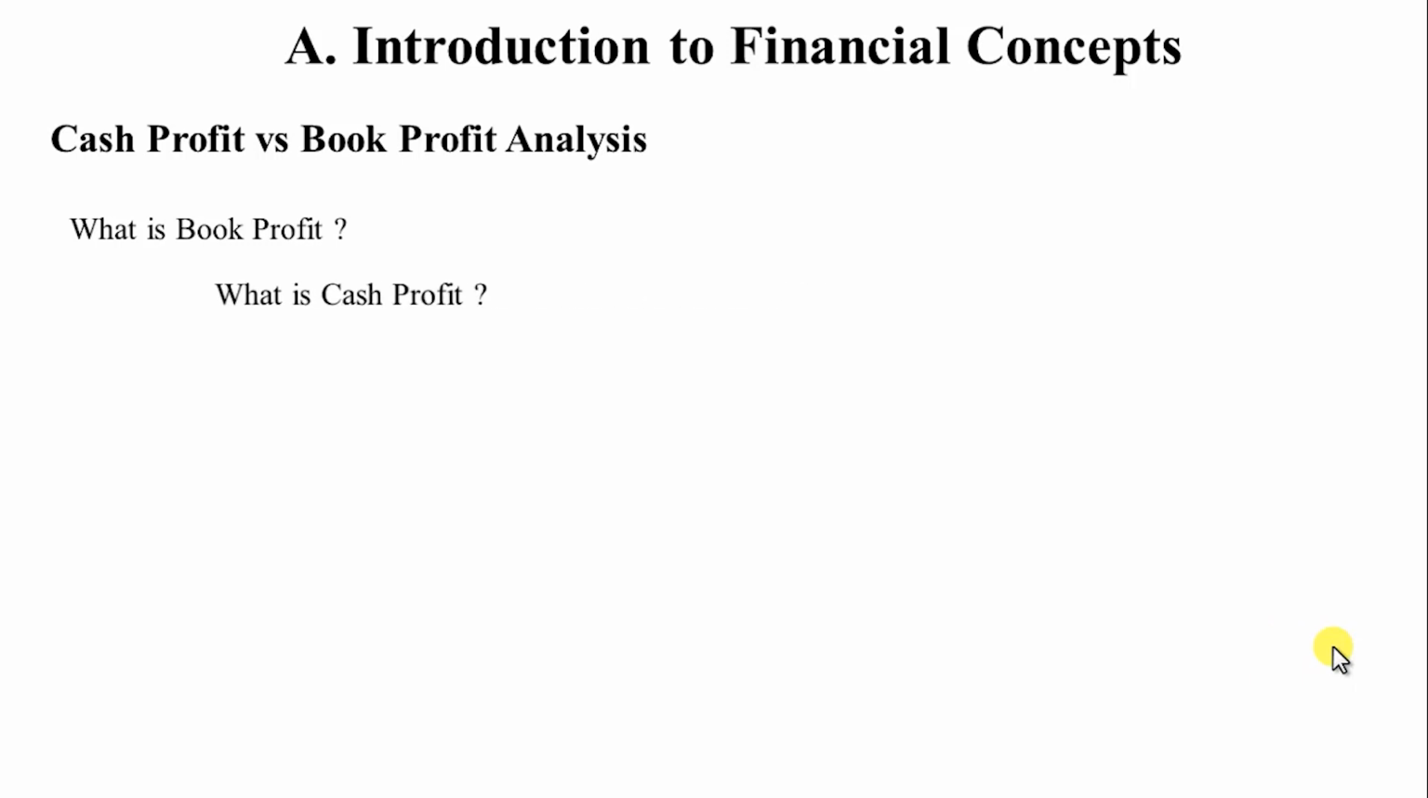Now let's understand what is a cash profit. Cash profit is entirely the reverse of the accrual basis of accounting. Here you follow a cash approach. That is, irrespective of when you made a sale or incurred an expense, you book a sale or an expense only when cash is actually going out or coming in.